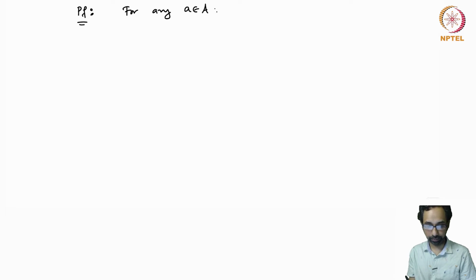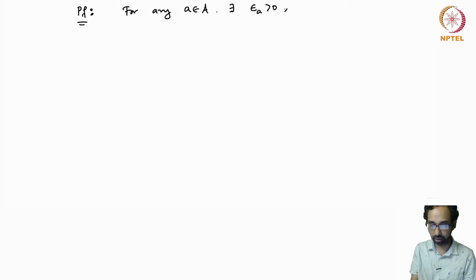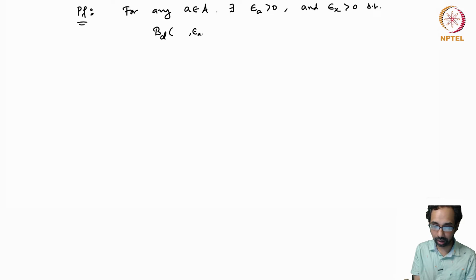Proof. So here we will use the metric property, and so for any a belonging to the closed set A, there exist numbers which I call epsilon_a greater than 0 and epsilon_x greater than 0, such that the metric ball of radius epsilon_a with center x does not intersect A, and x is not contained in the metric ball with center a and radius epsilon_x.